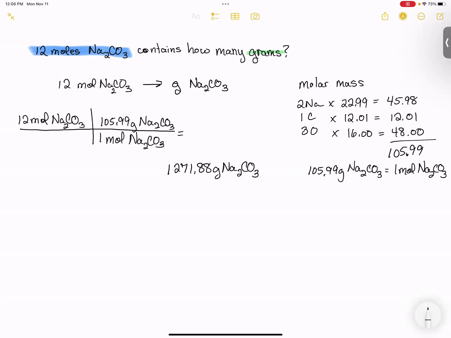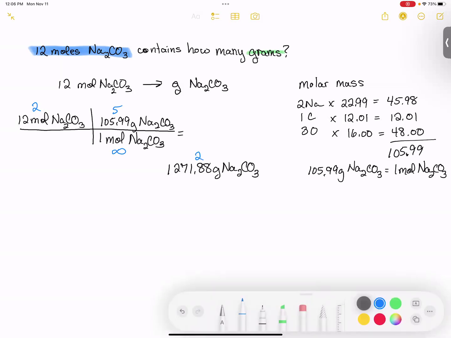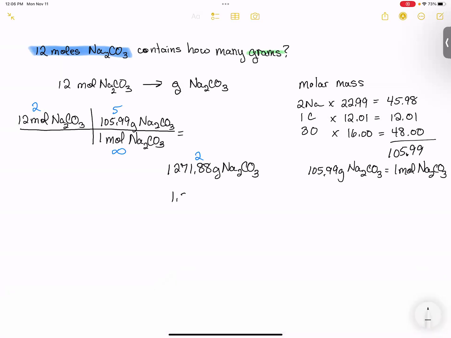Now to figure out the significant digits. We have two significant digits in our original number. In the molar mass, we have 5 significant digits in the mass portion, and in the 1 mole, that is an infinite number of significant digits. Since our measurement with the fewest had 2, our answer can only have 2 significant digits, and therefore we would record this as 1.3 times 10 to the 3 grams of sodium carbonate.